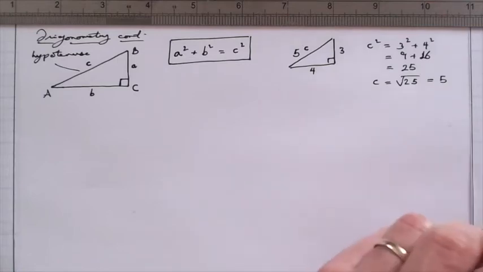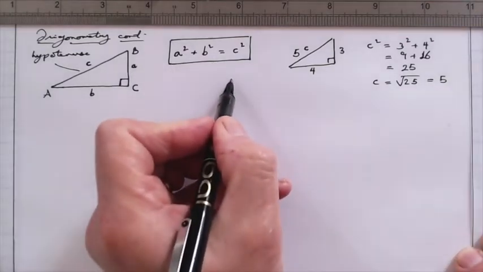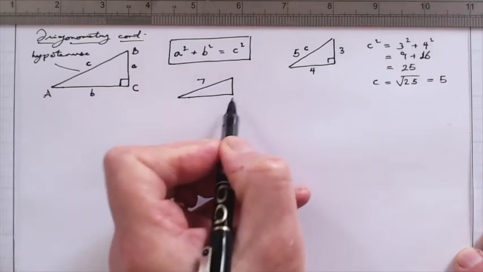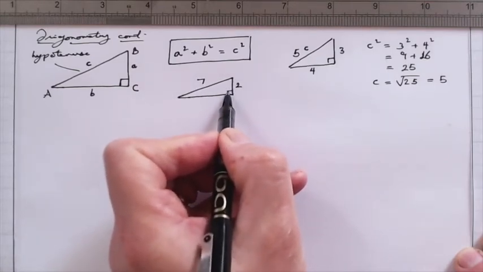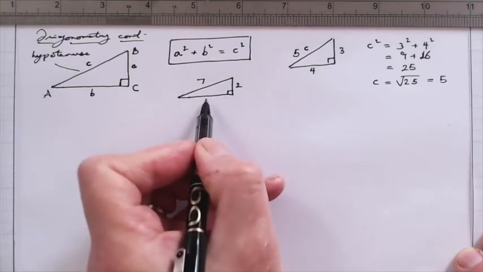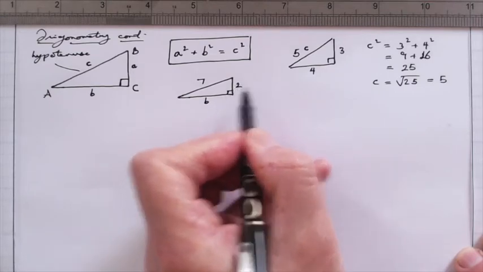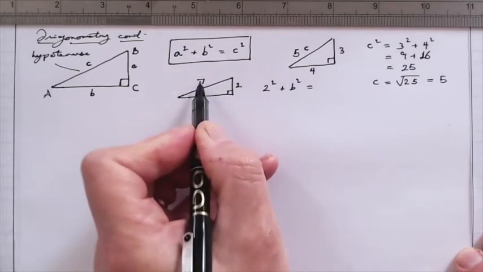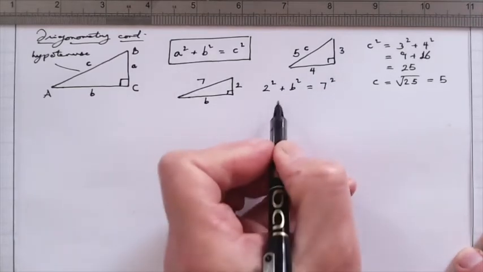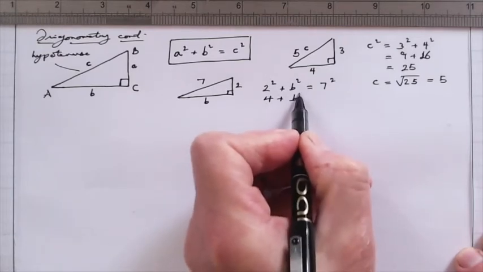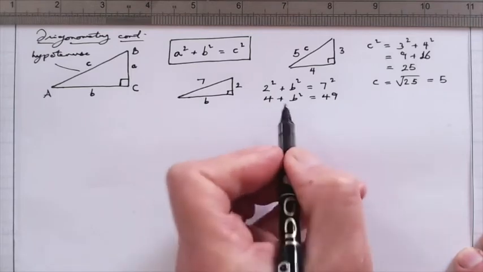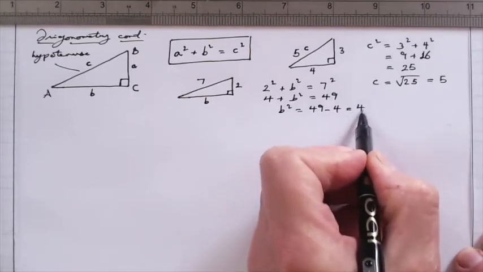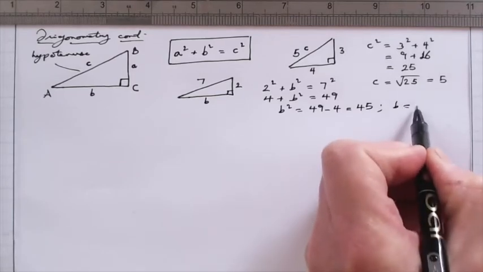If you're given any two lengths, you can determine the third. So for example, if we just invent a right-angled triangle, let's say that the hypotenuse is 7, and let's say, for the sake of argument, this length is 2. We can determine this length, let's call it b, because from Pythagoras' theorem, 2 squared plus this unknown length squared will be the hypotenuse squared, and we're told the hypotenuse is 7. And so we have that 4 plus b squared is equal to 49. And therefore we have that b squared is 49 minus 4, which is equal to 45. And so in that case, b will be the square root of 45.